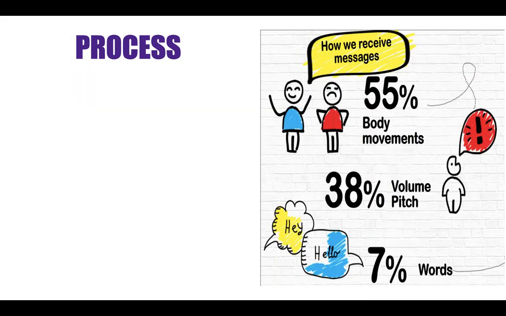Now, the third element of the communication process is the receiver. But do you know how we receive messages? It's 55% of the body movements, 38% of the volume and the pitch, and only 7% of the words that make up what kind of message is being received.